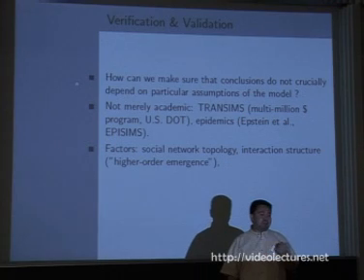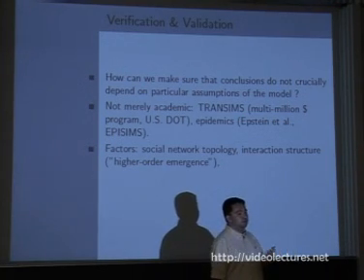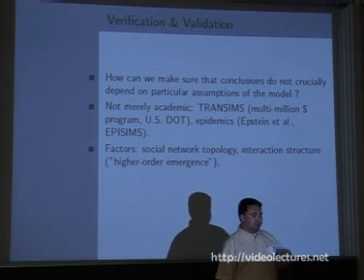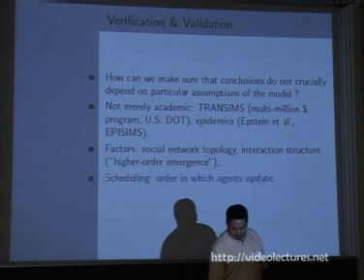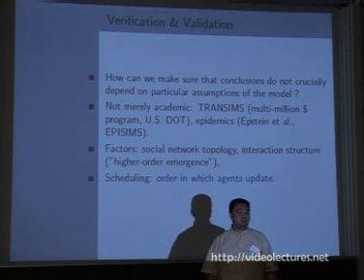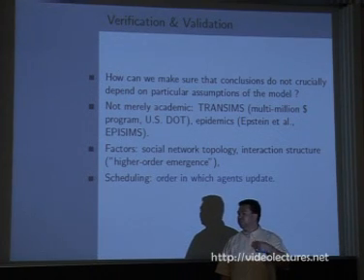And there are lots of factors, obviously, that can influence the validity of a model. A few of them are social network topology, interaction structure, higher order emergence. We have Nigel here in the audience. I'm only concerned in this talk with one, and that's the order in which agents update.